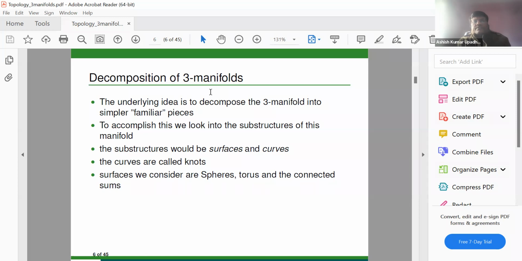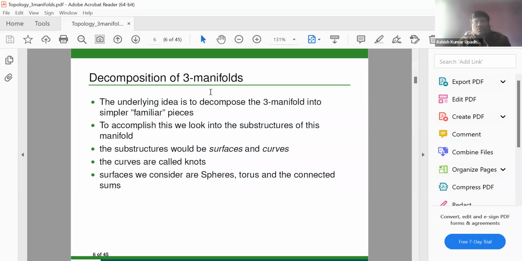Now, to accomplish this, we will look into the substructures of this 3-manifold. So what can the substructures be? We will be interested in nice objects which underlie these manifolds. They will be either one-dimensional or two-dimensional. When they are one-dimensional, we will naturally call them curves. And similarly, when they are two-dimensional, they are surfaces. These curves will be called knots.